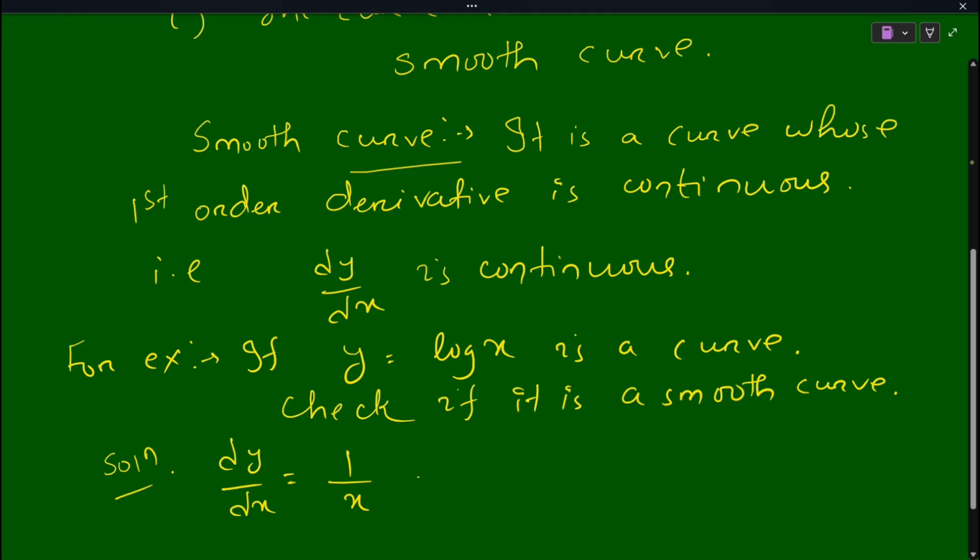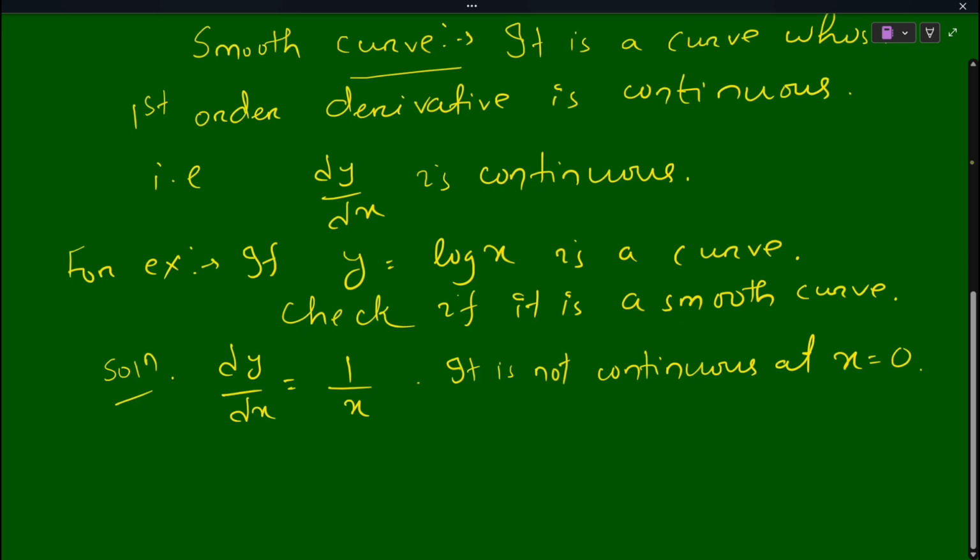Now see, this dy by dx is not continuous at the point x equal to 0, because at x equal to 0, this function will be undefined. So we cannot find the arclength of this function y equal to log x. Now let's see another function for which we can find the arclength.